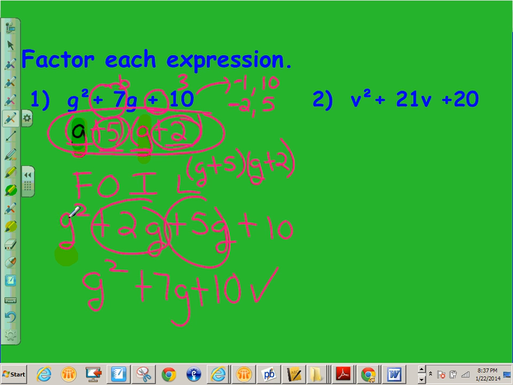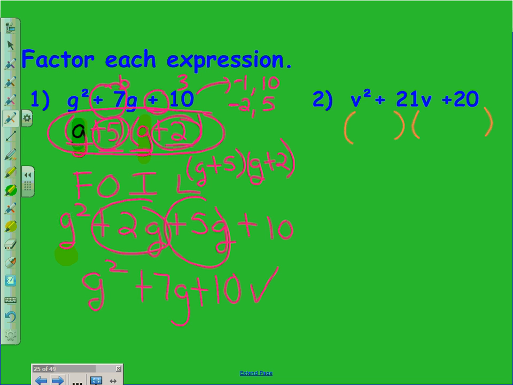First thing you want to ask yourself, is there a factor that you can pull out? Nope, there isn't a number that I can pull out of 1, 21, and 20. And so I'm going to go ahead and just use my parentheses to represent two different binomials. The first term is v. That's going to be v times v. And then I have to consider, what do I multiply together to get 20? Well, that's going to be 1 and 20. That's going to be 2 and 10. That is going to be 4 and 5. So I know that it's going to be one of those three pairs.